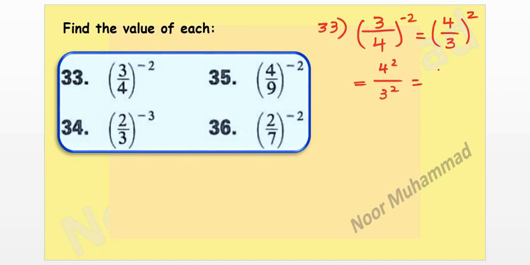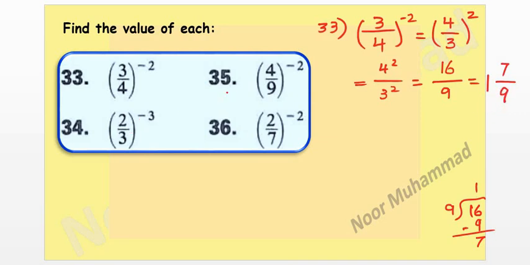Now 4 to the power 2, as you know, is 16, and 3 to the power 2 is 9. I'm getting an improper fraction, so I will change it into a mixed number by dividing it. 16 divided by 9, 9 times 1 is 9, and the remainder is 7. So this will become the mixed number 1 whole 7 out of 9. So this will be the final answer.